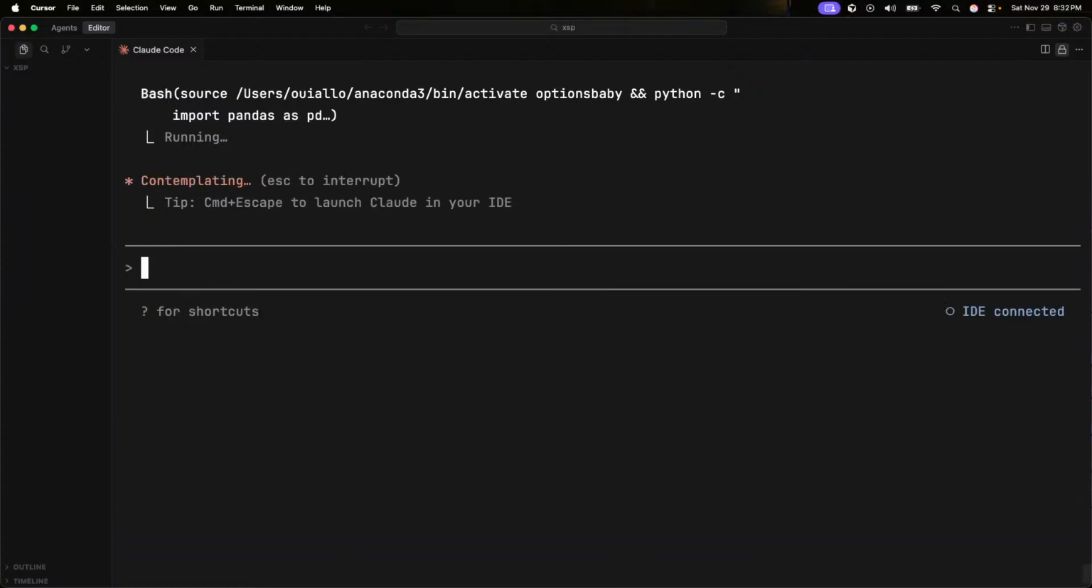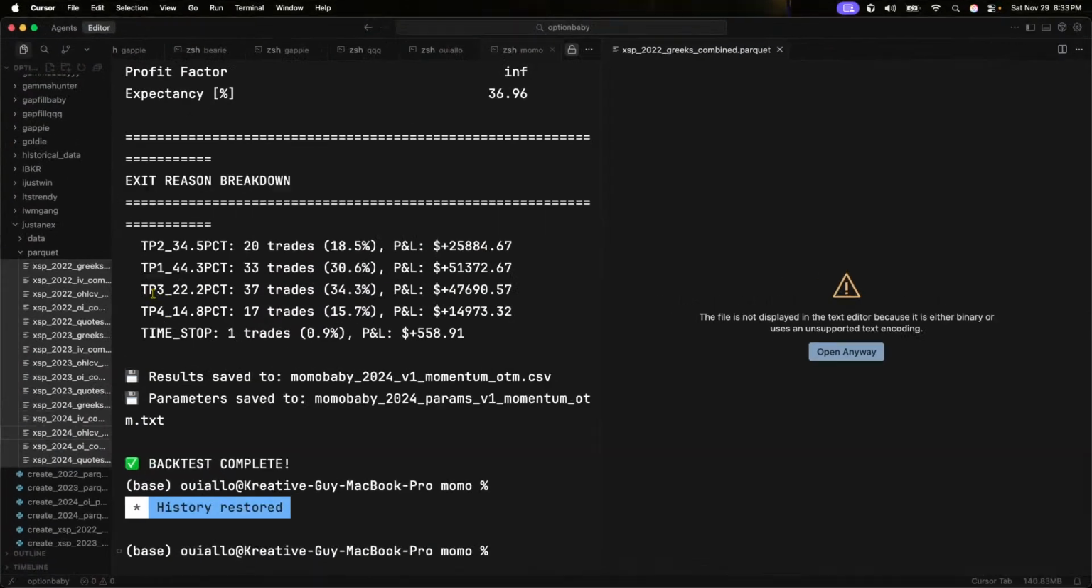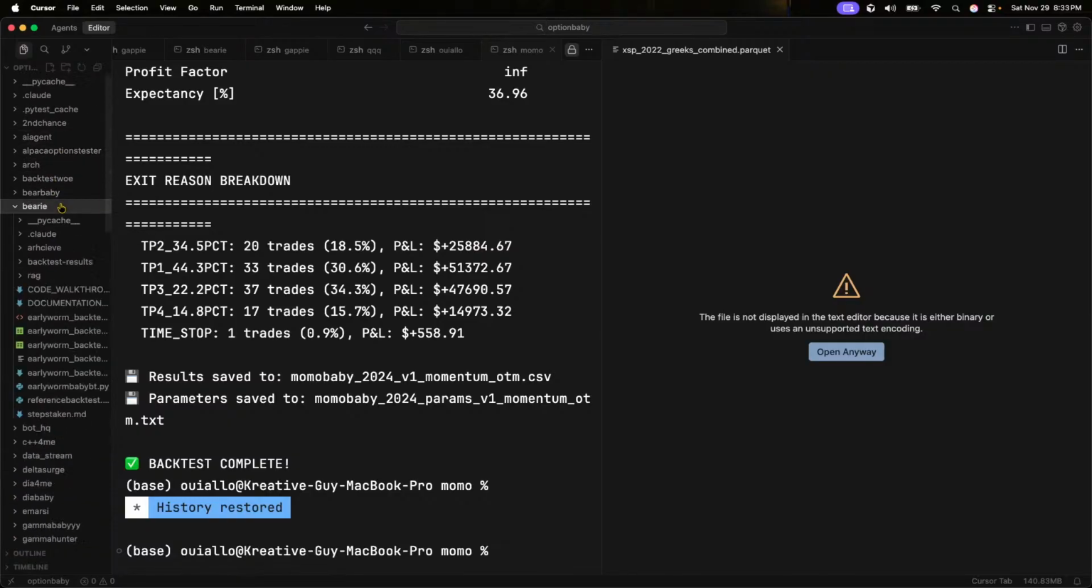I'm still looking at the data. That's fine. It's still trying to get it. All right. Output should have been beautiful. Now we're going to talk about, oh, you know what I'm going to do as well? Let me just go ahead and get a reference backtest.